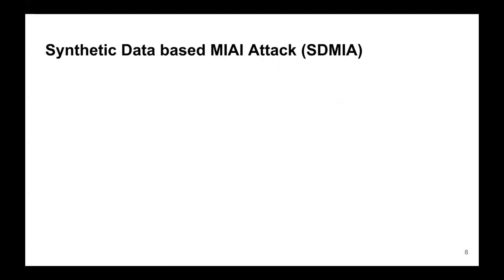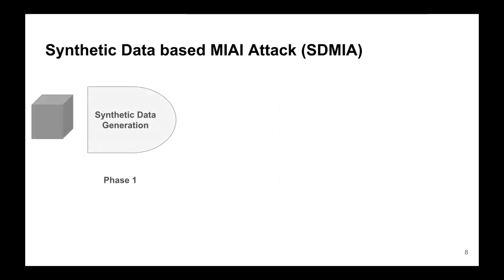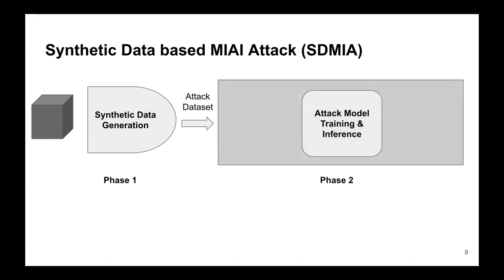So now let's take a look at how we design our attack based on these two capabilities. We name it the synthetic database model inversion attribute inference attack. There are two phases in this pipeline. The first phase is to generate the synthetic data based on the capabilities it has. The adversary has black box access, so it can query the model, and based on the prediction, it generates the synthetic data. The output of the first phase is the attack data set. The next phase trains the attack model based on the attack data set generated in the first phase, so that during inference time, given the non-sensitive attributes as the input, it can infer the sensitive attribute value.